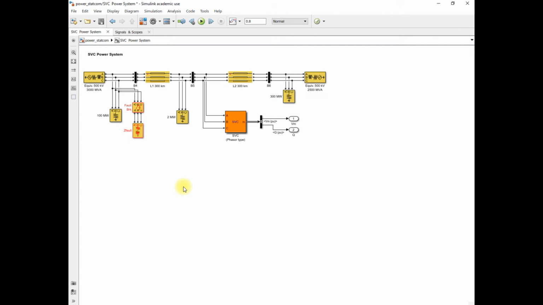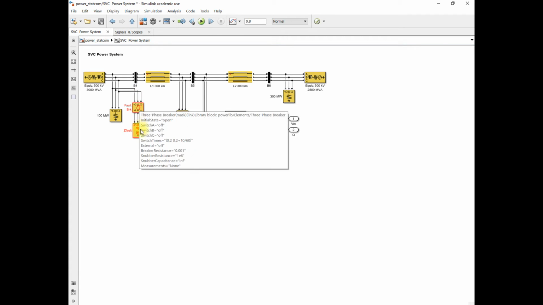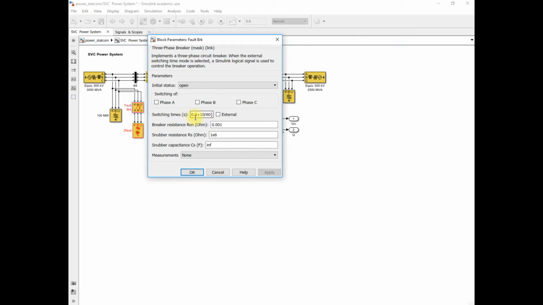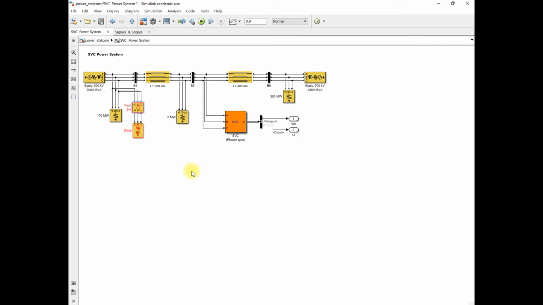Same thing you can do here in this SVC model. The same fault breaker is connected with the fault impedance. Here also the same switching time is provided, 0.2 second plus 10 by 60. It means that after 0.2 second the breaker will close and this fault remains for 10 cycles of the 60 Hz frequency. So to close this breaker and provide this fault, click on this ABC, mark this and click OK. So at 0.2 second that creates the fault.